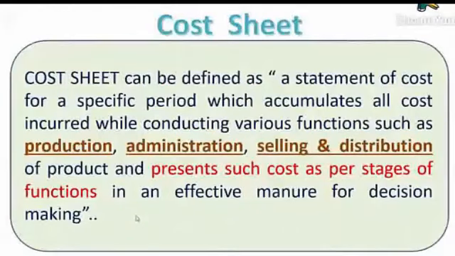So when you have the basics of cost classification, then we can prepare a cost sheet in a systematic way. Firstly, let us understand the meaning of a cost sheet. A cost sheet can be defined as a statement of cost for a specific period which accumulates all costs incurred while conducting various functions such as production, administration, selling and distribution of a product. So we are collecting all the costs together, and these costs are prepared in a statement form, what we call a cost sheet. In financial accounting, you may call something like a profit and loss account.